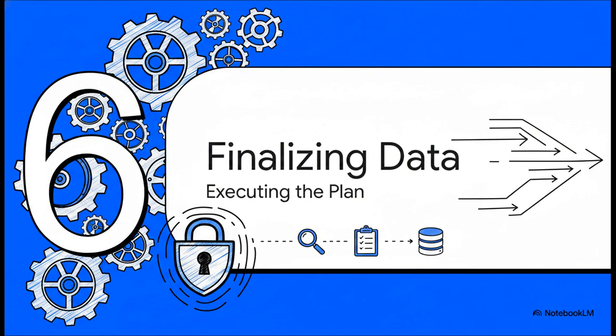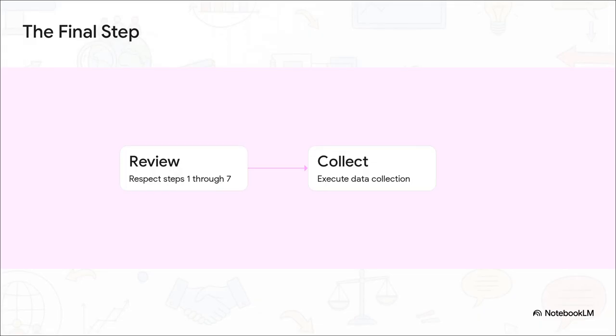We finally reached Section 6, finalizing your data collection, executing the plan. Okay, now that your methodology is dialed in perfectly and your ethical safeguards are firmly locked in place, it's time to bring this home. Step 8 is the actual collection of the data. Notice how this is the very last step. The actual gathering of information is entirely dependent on the preparation you've already done. Strictly respecting steps 1 through 7 is exactly what guarantees that the data you collect in step 8 will be accurate, consistent, and reliable. And honestly, that's the real secret sauce to a successful first research project.